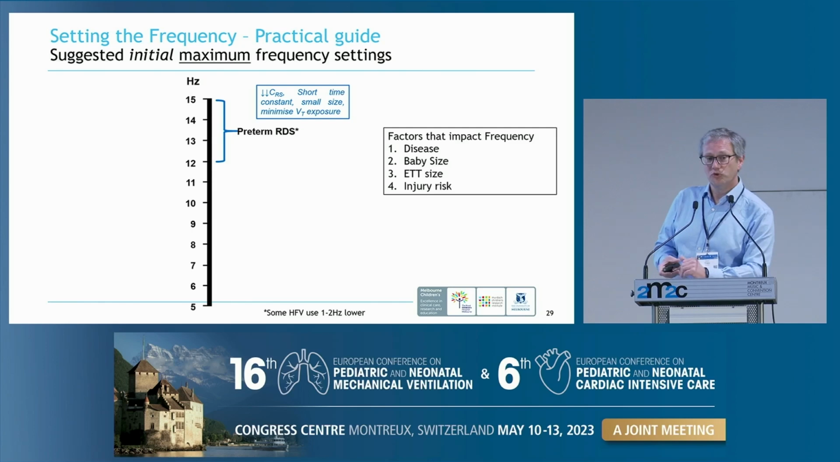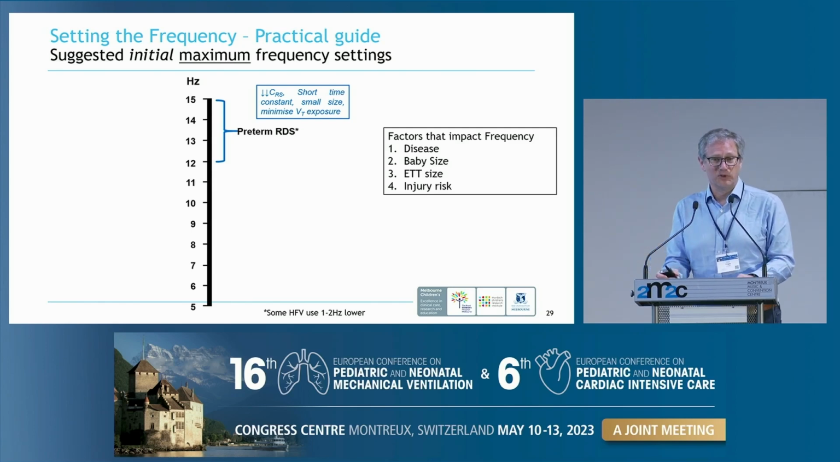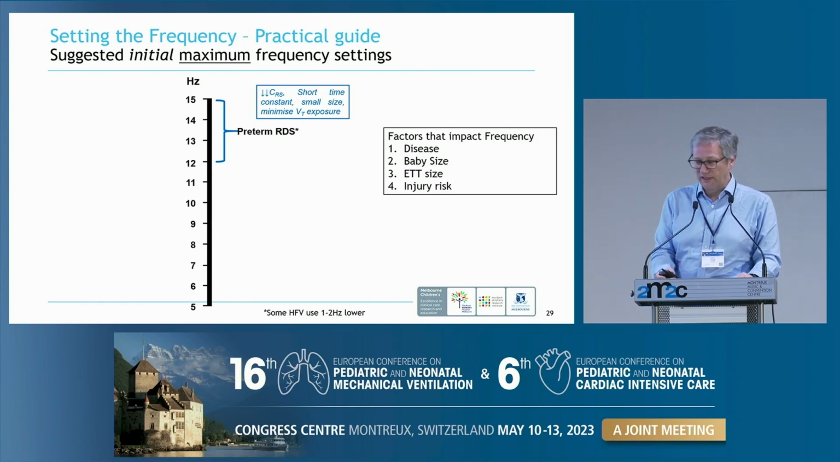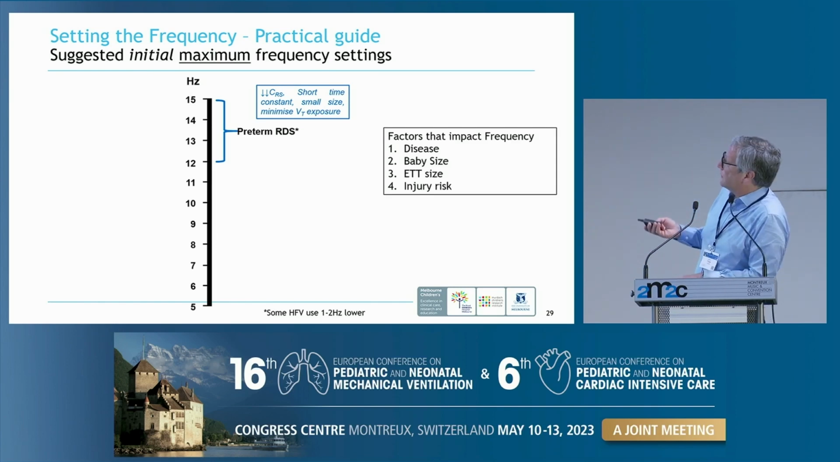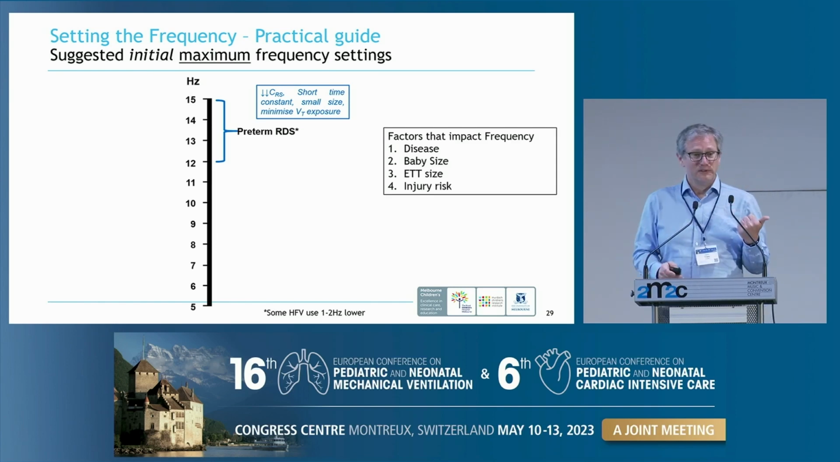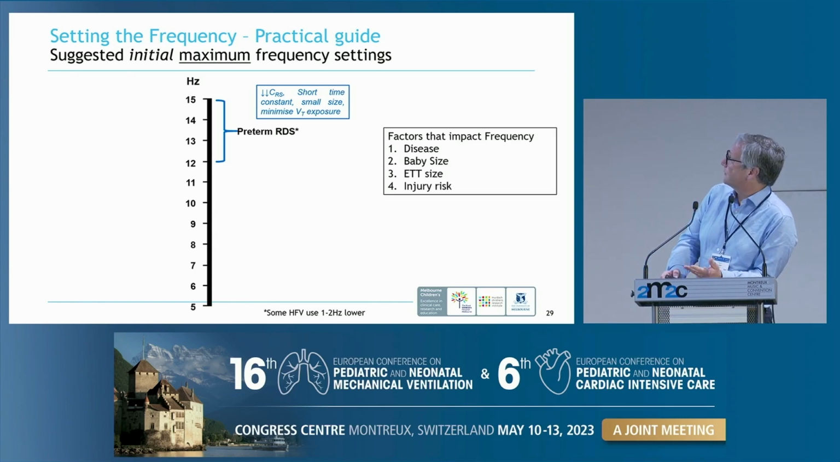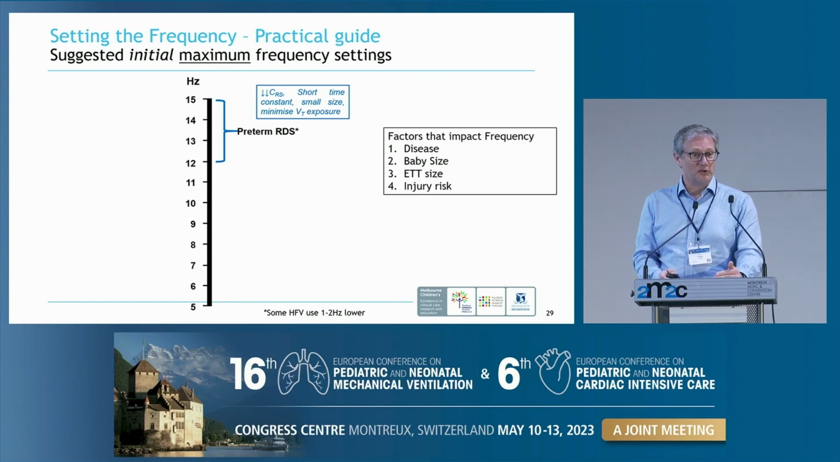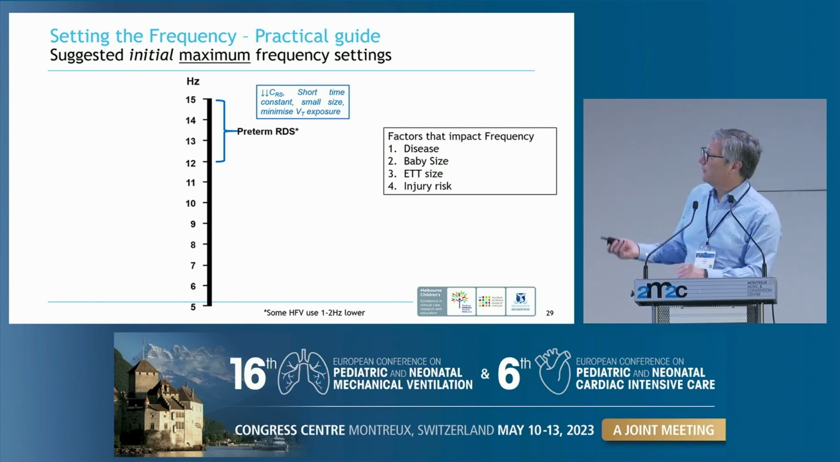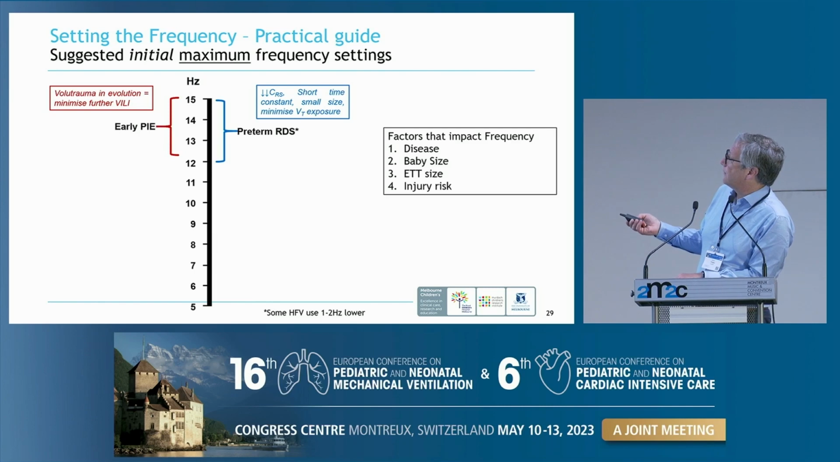So this is my non-evidence-based approach to applying frequency in neonates on the oscillator. If they have preterm lung disease, they are small, they have poor compliance, they have short inspiratory time, they have short time constants. We're very worried about exposing them to too high tidal volumes. We want a faster frequency. So I would be starting at 12 or above, dependent somewhat on the oscillator.